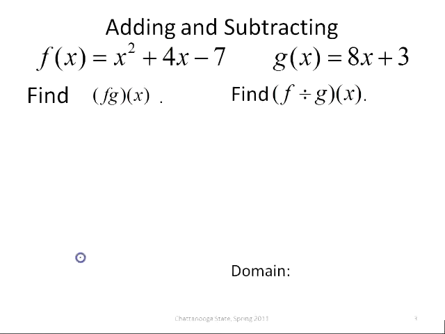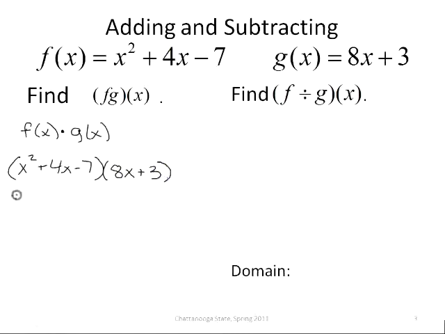Now let's look at multiplying and dividing. Here actually I labeled this adding and subtracting, but it should be multiplying and dividing. When we multiply the two functions together, f times g of x, we literally will take the function f of x and multiply it by the function g of x. For this particular problem, we get into a little bit of lengthy algebra, just simplifying the multiplication out. It doesn't get too bad though.